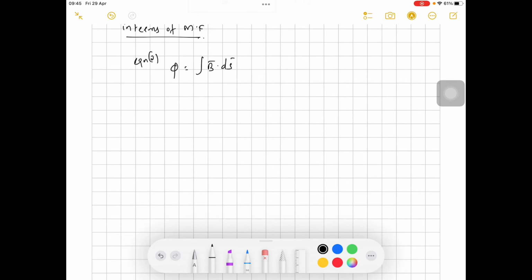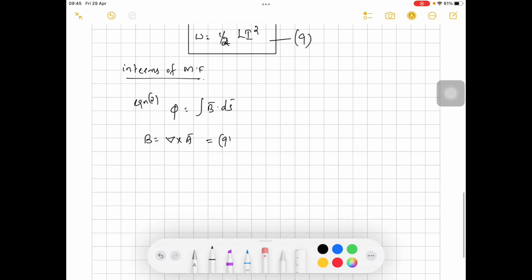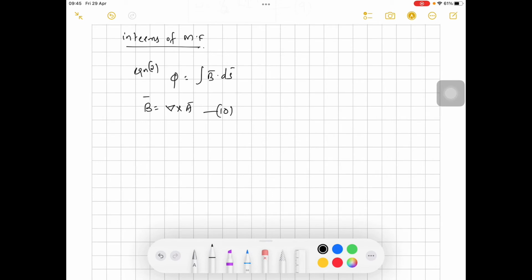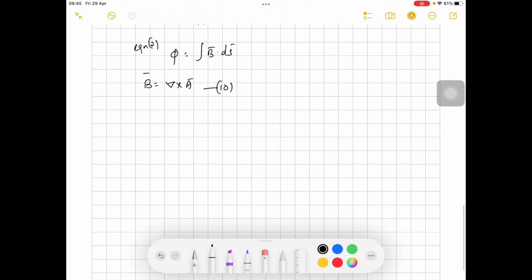Okay, and we know B is equal to del cross A, which is equation number, what is that? It's not 9, it's 10. And substitute this 10 in equation number 2, that is phi is equal to integral del cross A dot ds.